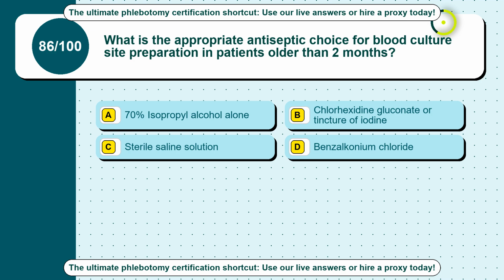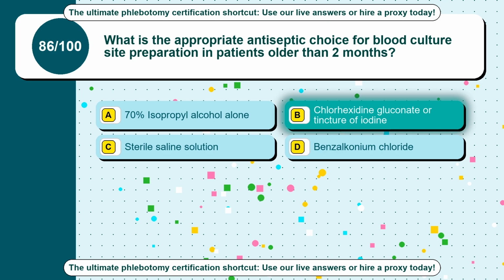Option A, 70% isopropyl alcohol alone. Option B, chlorhexidine gluconate or tincture of iodine. Option C, sterile saline solution. Option D, benzalkonium chloride. The correct answer is option B, chlorhexidine gluconate or tincture of iodine.